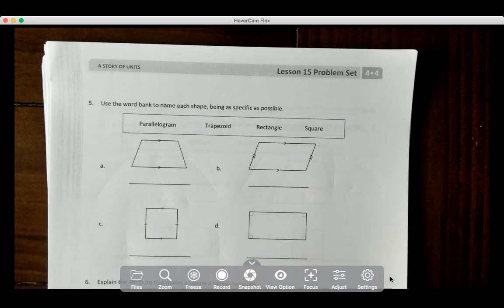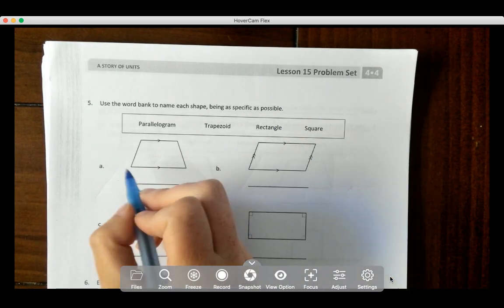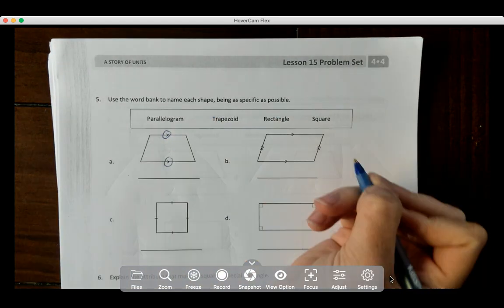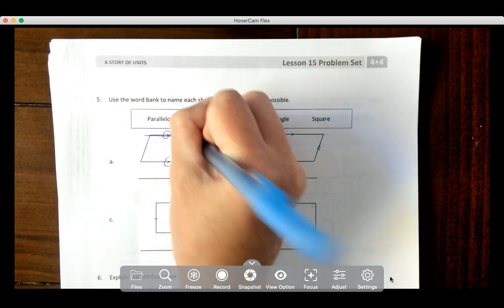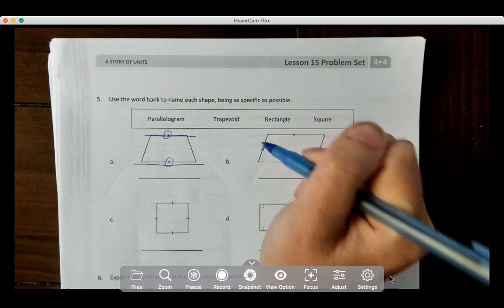So for number 5, it says use a word bank to name each shape, being as specific as possible. So let's look at shape A. As you can see, it has these two triangles on the lines. That means that these lines are parallel to each other. And parallel lines, they never touch.